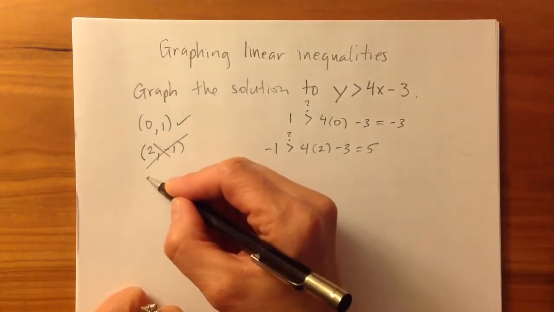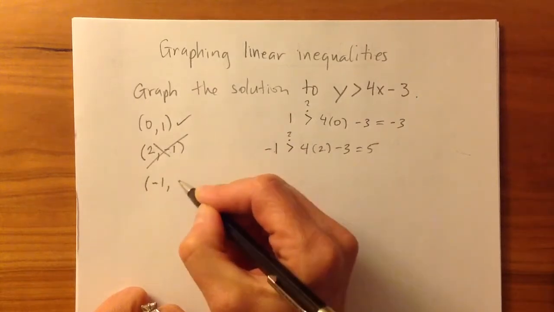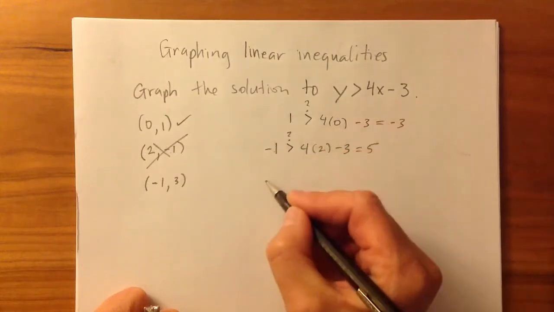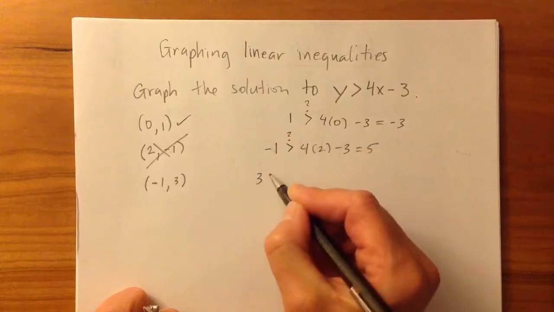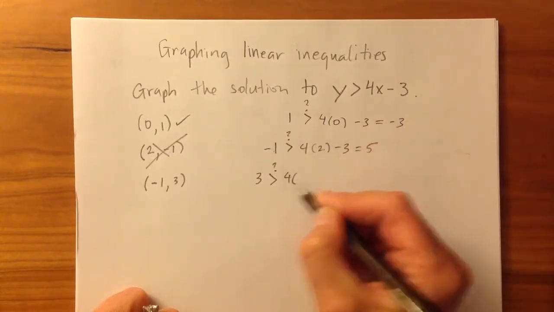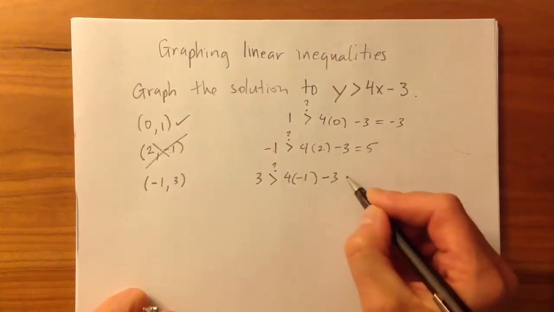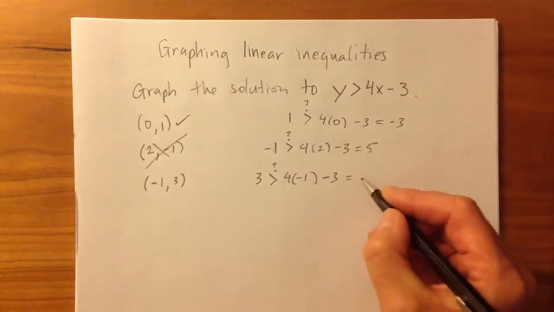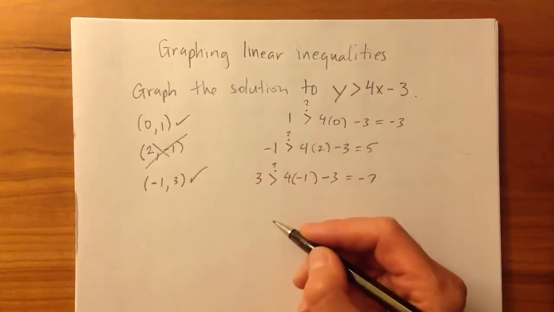Let's just check one more. Let's check, say, negative 1, 3. So we'll put the 3 in for the y. So we want to know, is y bigger than 4x minus 3? So is 3 bigger than 4 times negative 1 minus 3? 4 times negative 1 is negative 4. Minus 3, that's negative 7. Yes, 3 is bigger than negative 7, so negative 1, 3 works.